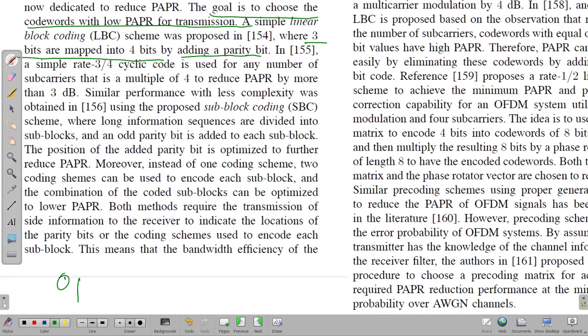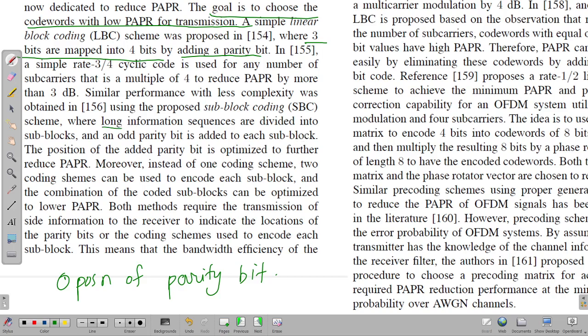Okay, position of parity bit. It can be varied in order to reduce the PAPR. That is one of the methods, and they are discussing some other methods also.